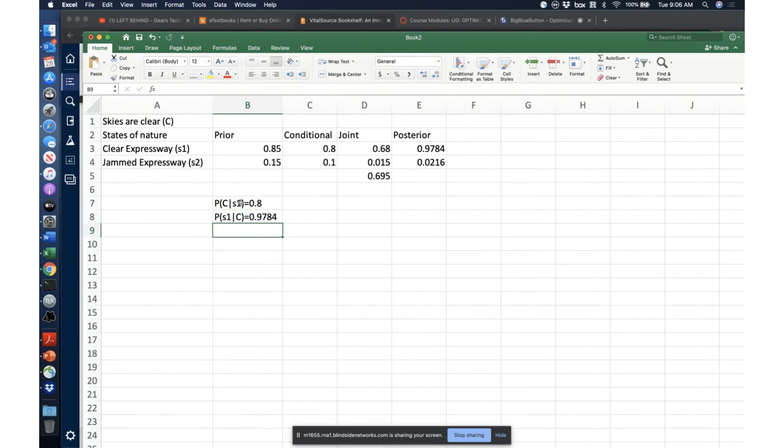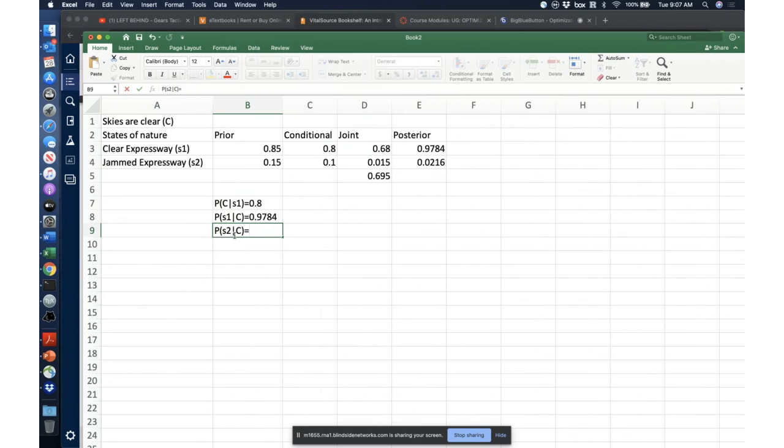In this case, the event that you noticed was that there was no jam on the expressway. Then the probability of the sky being clear is 80%. So if there was no jam on the expressway, there is an 80% chance that the sky will be clear, 20% chance that the sky was overcast. This probability is saying that whenever I notice that the skies were clear, there is a 97.84% chance that there will be no jam on the expressway. There's almost no chance of a jam on the expressway whenever the skies are clear. There is a small probability that there is still a jam on the expressway given that the skies are clear.